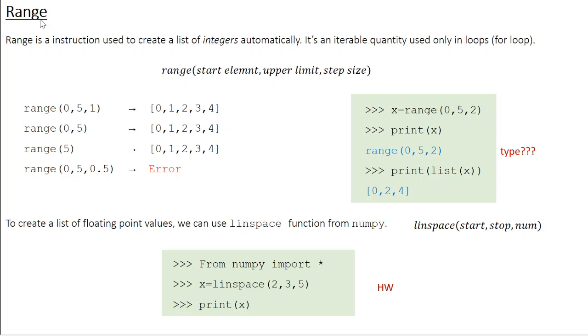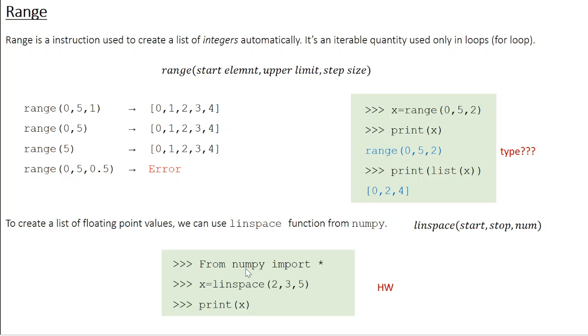As I mentioned, range is explicitly used for a list of integers. On the other hand, if you want to create a list of floating point values, then you can use another function, linspace, which is a part of the numpy module. Now the syntax is linspace bracket start, stop, num. So start is the starting element, stop is the final element, and num indicates the number of elements in the list. Before using linspace, since it is part of the numpy module, you need to first import numpy.